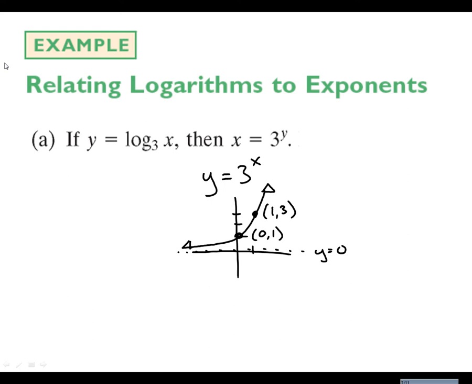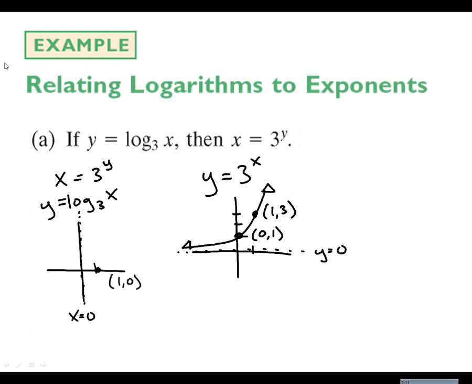If we switch this, we find the inverse, and we do x equals 3 to the y, which is log base 3 of x equals y. Then, instead of an asymptote y equals 0, we're going to have an asymptote x equals 0. Instead of crossing at (0, 1), we're going to cross at (1, 0). And instead of touching (1, 3), we would touch (3, 1). So it would start hugging the asymptote here and then flatten out as we got bigger x values.